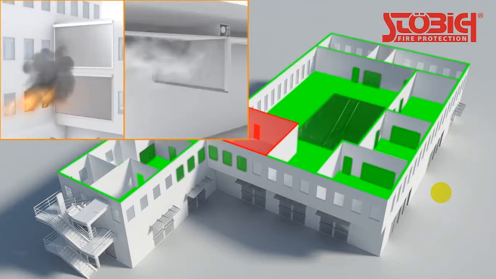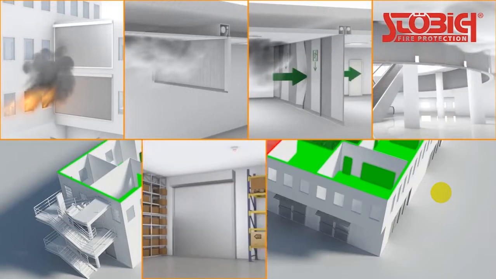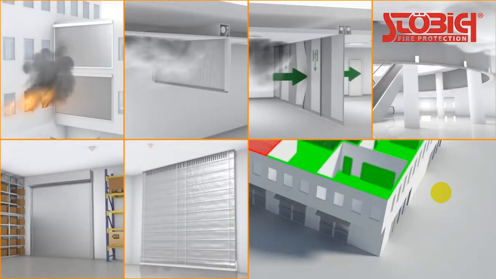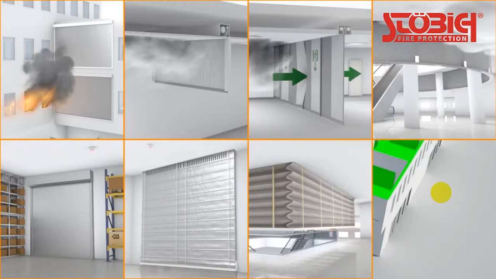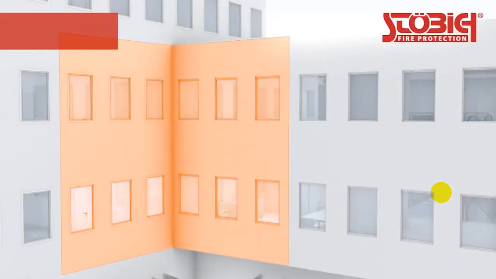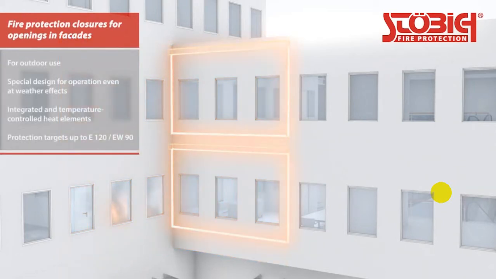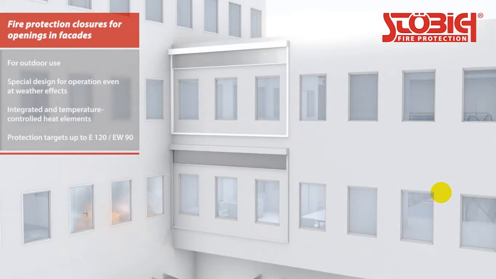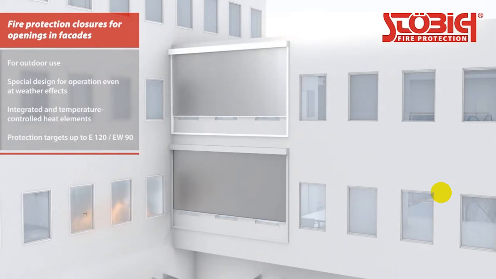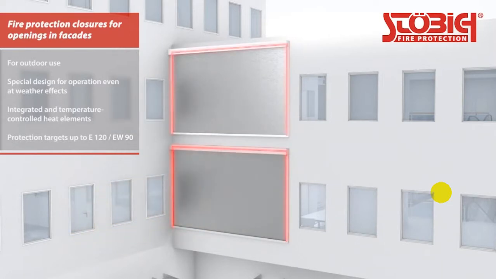Stöbich Fire Protection is the world's leading expert for smoke curtains, textile smoke barriers, and fire curtains, offering optimal solutions for any architectural situation. The risk of fire spreading is particularly high in the corners of buildings. Fire protection curtains for facades are a good alternative to the more expensive option of insulating fire-resistant glazing. The special design and built-in heat elements ensure reliable closure, even during inclement or cold weather.